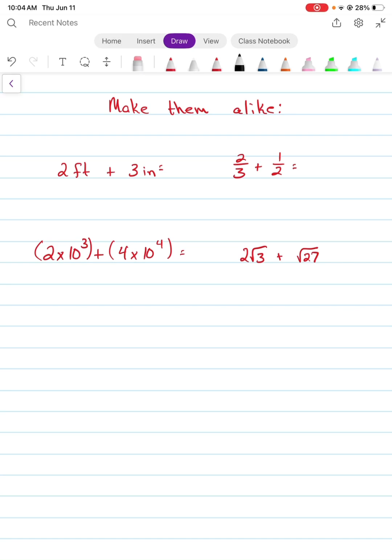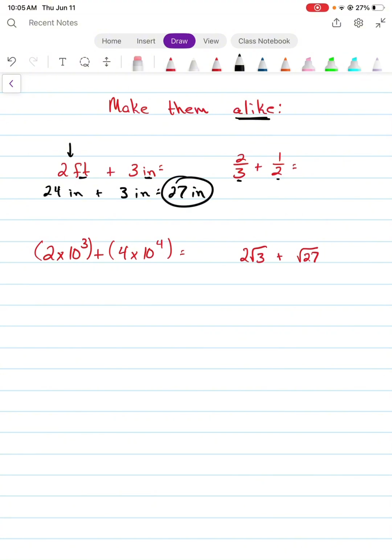However, sometimes we can make things alike, such as 2 feet plus 3 inches. Notice again, 2 tells you how many feet you have. The 3 tells you how many inches you have. Feet and inches are not the same thing. However, sometimes you can change things. Since we know a foot is the same thing as 12 inches, we can change this to 24 inches plus 3 inches, and now they can be added. You get a total of 27 inches. So again, remember that sometimes it's possible to make things alike.